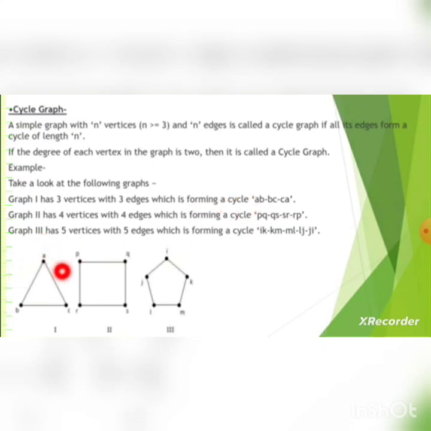BC and CA. Here in graph 2, it is a square, so it has 4 vertices with 4 edges, which is forming a cycle: PQ, QS, SR and RP. Here in this graph 3, it is a pentagon, therefore it has 5 vertices with 5 edges, which is forming a cycle: IK, KM, ML, LJ and JI.